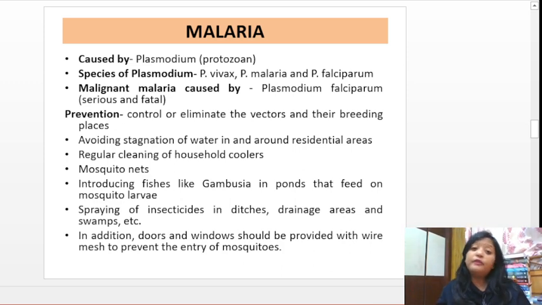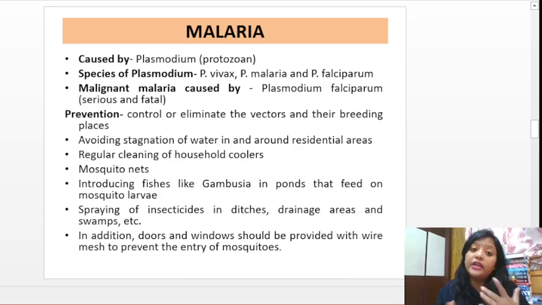So how will you prevent it? It's very common, you know how to prevent it. Use mosquito nets. Also avoid stagnation of water. Make sure that the water sources around you are not dirty, and there is no stagnant water around your house, because when there is stagnant water around you, the mosquitoes will breed there. So you have to stop them from breeding. You need to eliminate or clean those places.